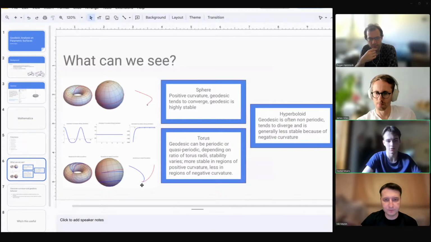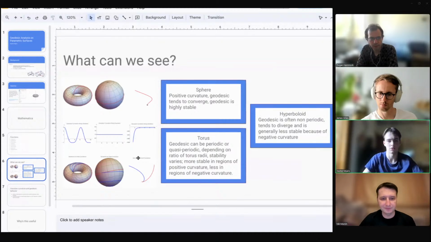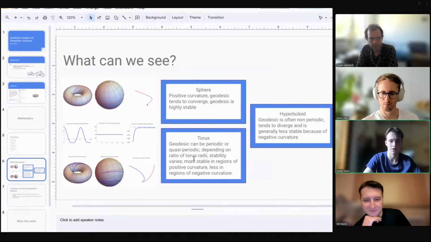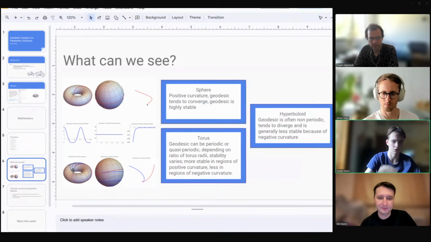Yeah, this column right here is the hyperboloid. Non-periodic, it tends to diverge and it's less stable. It's less stable because it's negative curvature, and I'll get into what the curvature is later in the next slide. And then the torus, it can be periodic or quasi-periodic. The stability of it varies depending on the region that you're in, because there are certain regions that have positive curvature and certain regions of negative curvature, which impacts the stability.